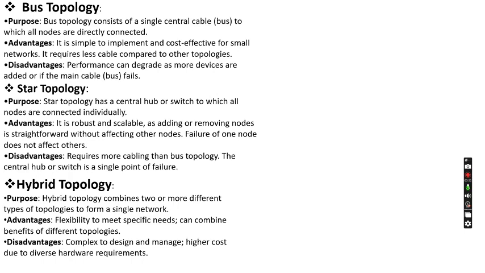First of all, bus topology consists of a single central cable to which all nodes are directly connected. Star topology has a central hub or switch to which all nodes are connected individually. Hybrid topology combines two or more different types of topologies to form a single network.